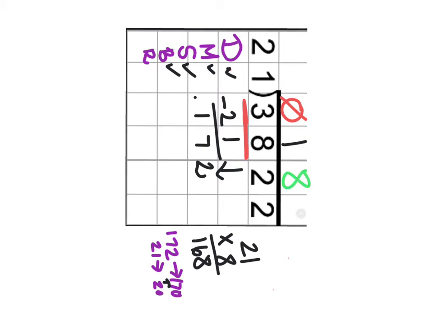And we just said that 21 times 8 is 168. I'm going to keep my numbers lined up. I'm going to subtract. I do have to do a little bit of regrouping here. 12 minus 8 is 4. 6 minus 6 is 0. 1 minus 1 is 0.